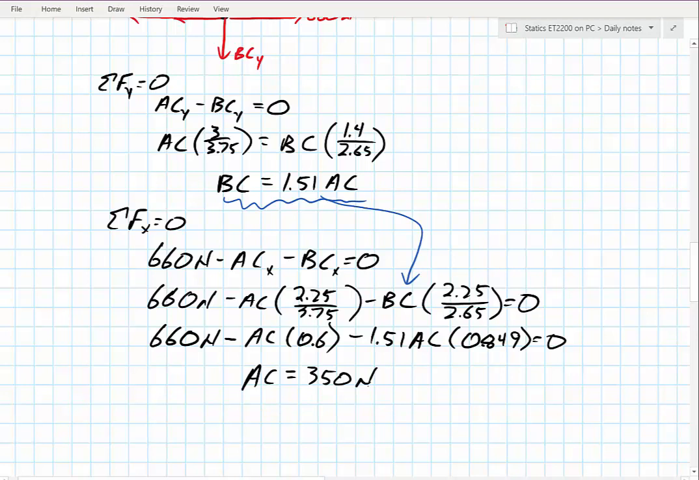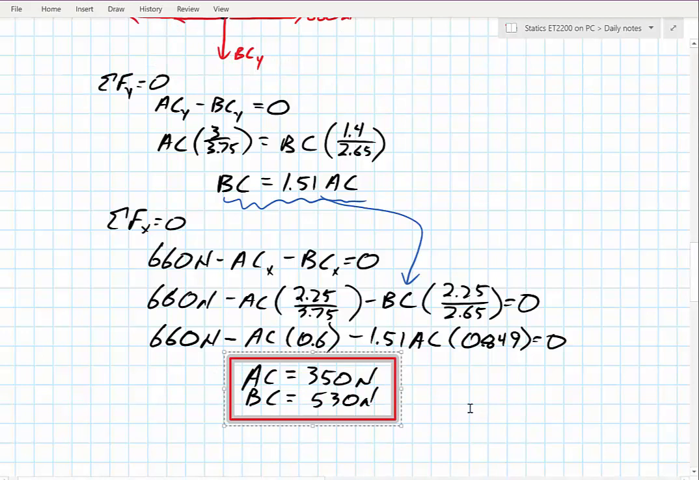I can plug that back into that first BC and AC relationship to find out that BC is equal to 530 newtons. So two equations, two unknowns. I can solve them somewhat simultaneously and get my solution. A lot of these problems work like that. Sometimes you can solve for just X or just Y, depending on your individual situation. Hope that was helpful, and I will talk to you all soon. Thanks.